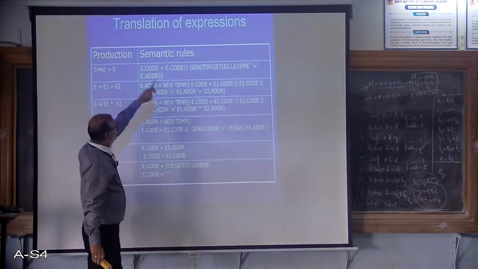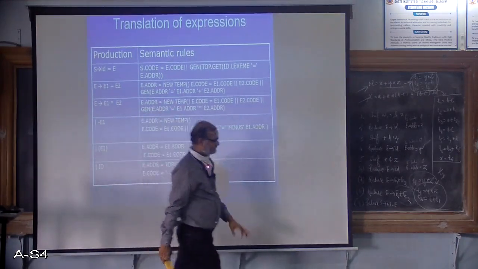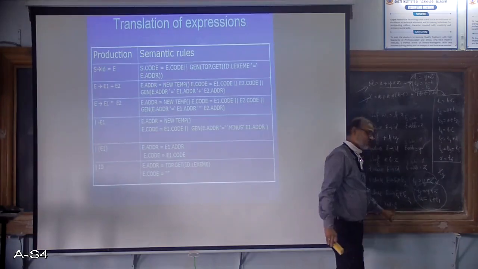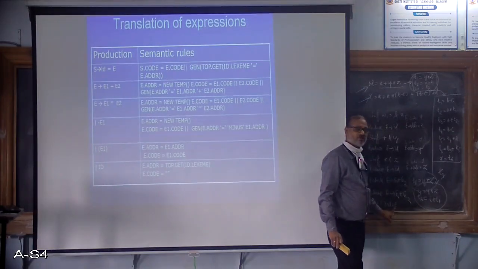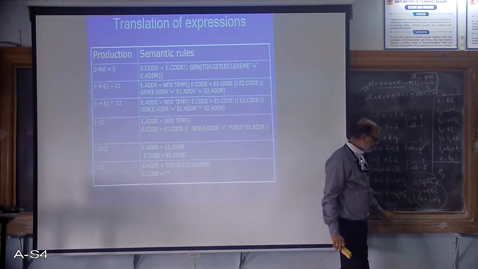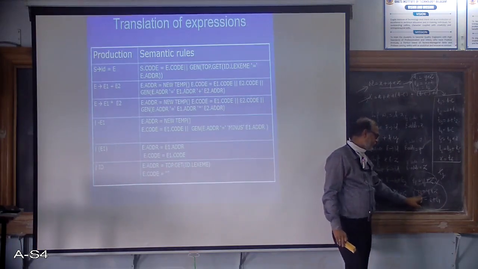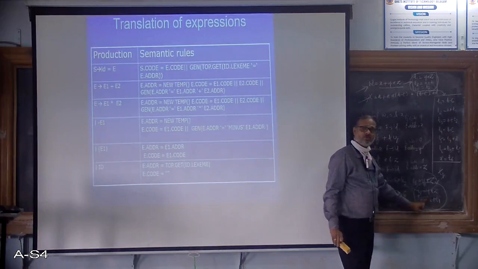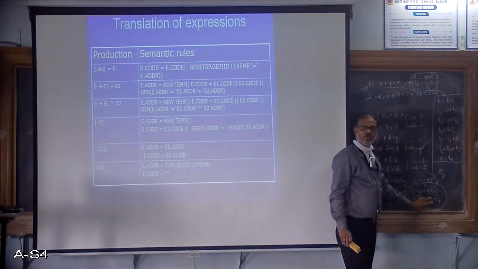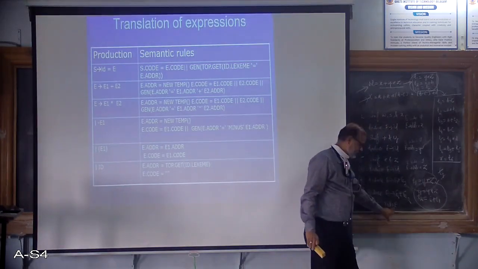Okay, so what is it going to have? The E dot code, the sequence of 3 address codes evaluating this expression. What are the sequence of 3 address codes evaluating this expression? This is going to have these two sequences. That is T1 equal to Y into Z, T2 equal to X plus T1. So these are the two sequences of 3 address codes evaluating this expression.